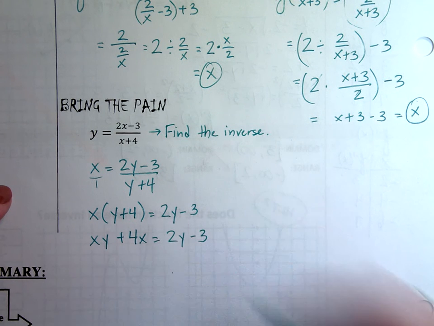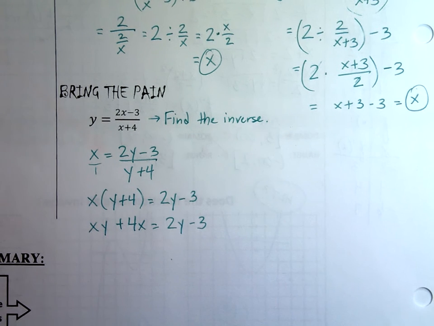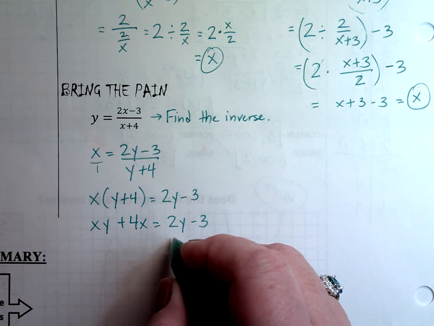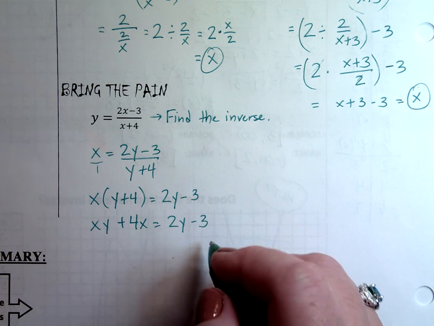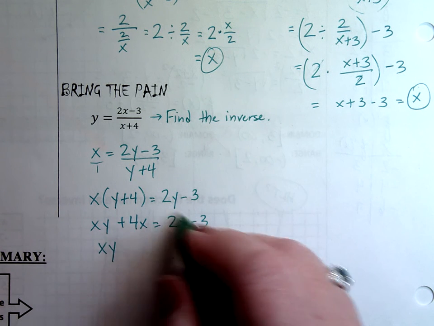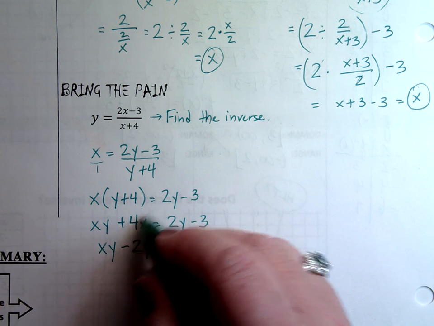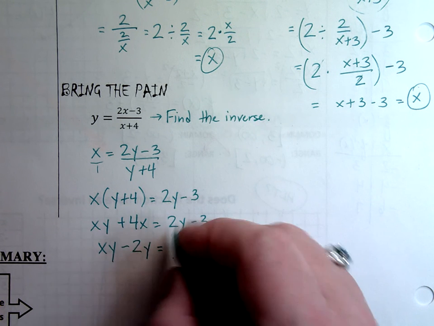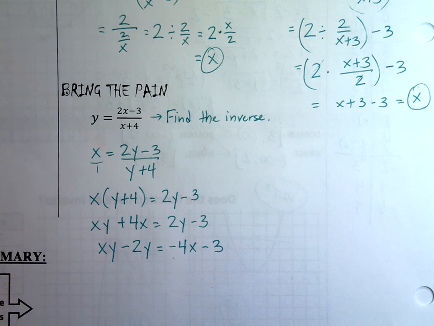Well, my job is to get the y by itself. So that means they have to be on the same side of the equal sign for me to be able to do that. So I'm going to take my y terms and bring them to the left, and take anybody else and put it on the right. So xy stays on the left. 2y comes over, becomes a minus 2y. 4x goes to the right because it doesn't have a y in it, negative 4x. And I have the minus 3 that's already there that doesn't have a y either. So all the y pieces are on the left, everybody else is on the right.